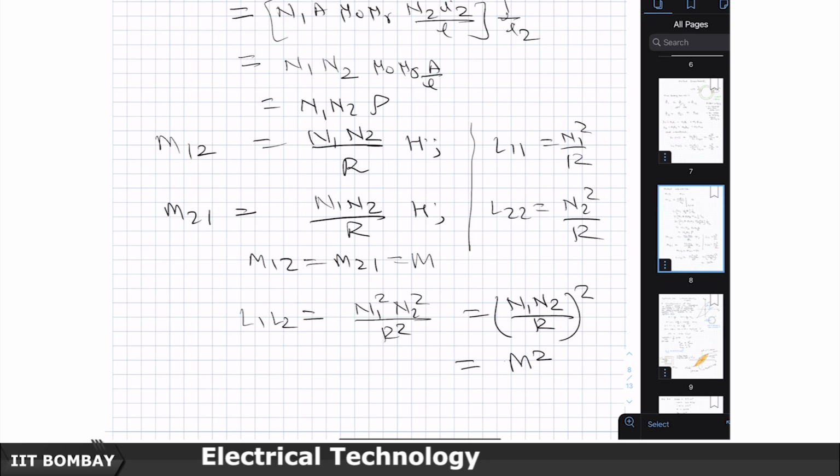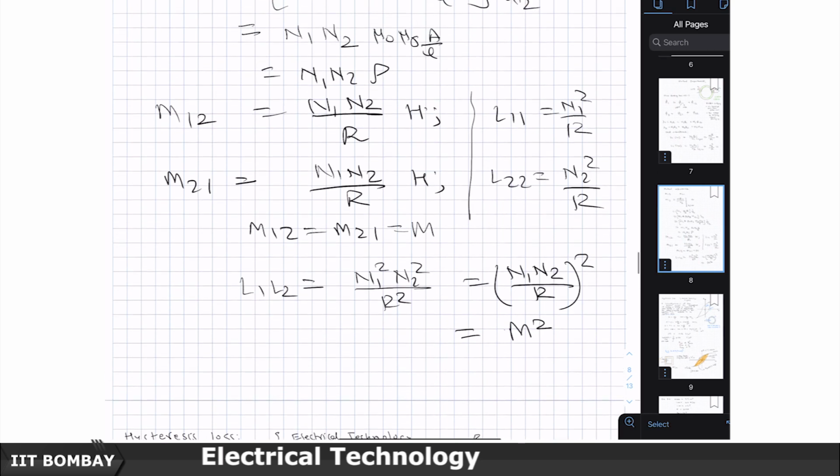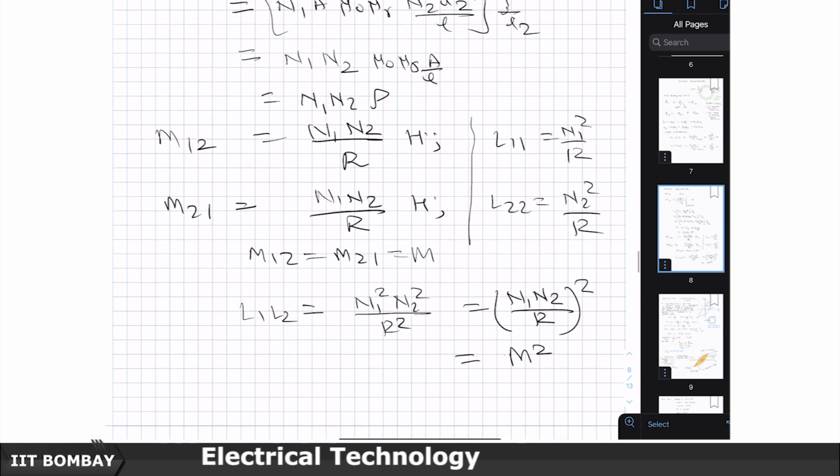When you have multiple coils, 3, 4, 5 like that, and they are mutually coupled with each other, then of course we need to be a bit more careful about it. So, M therefore is what?